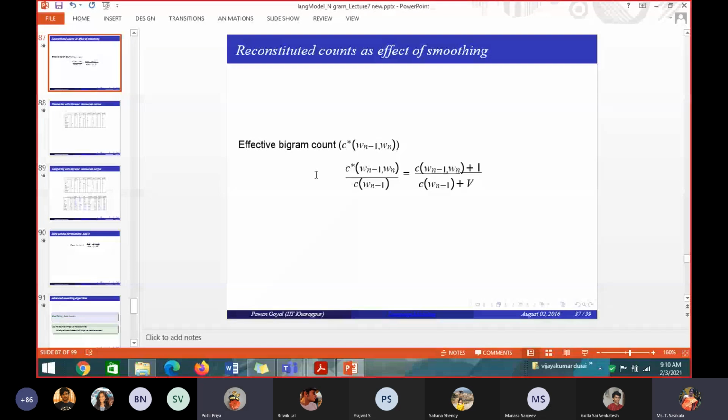Ma'am, what is this ratio in the Laplace smoothing technique called, ma'am? The numerator is the effective bigram count and then the total. C star is divided by this total. That's why I am multiplying the total on the other side. Ma'am, is this ratio called anything? Just Laplace, we will call it. This is called Laplace, that is, effective Laplace smoothing using an effective bigram count.